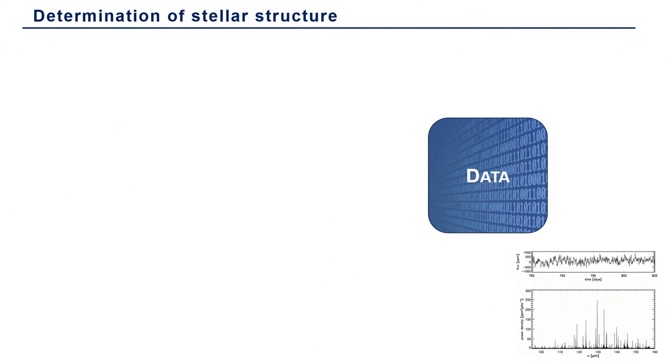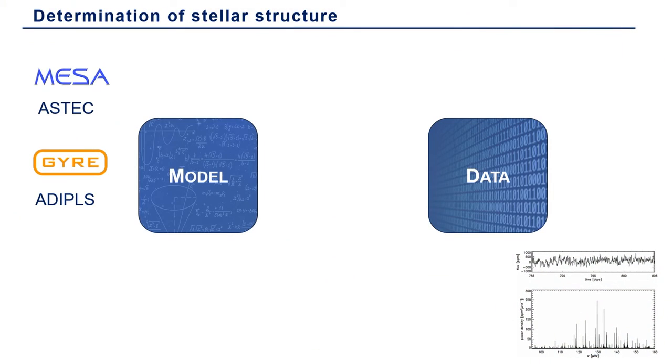Okay, so we have this data. What can we do with it? So what we typically do, we take the data and we confront them with models. And so we have some stellar evolution codes. One of the most used codes at the moment is MESA, but I put here ASTEC because that's developed by Jørn Christensen-Dalsgaard. And these give us stellar evolution. And then we also compute the oscillations, again, with GYRE and ADIPLS, developed by Jørn. And so then we have the models, so we have the data, and we need to match them.